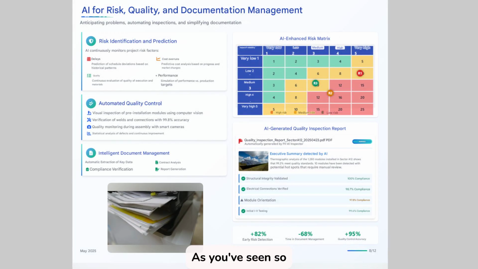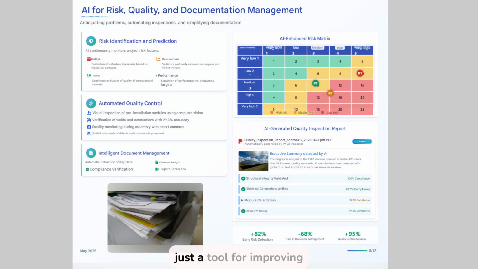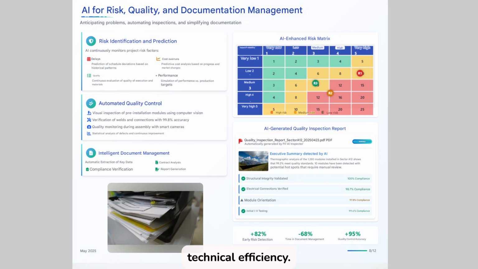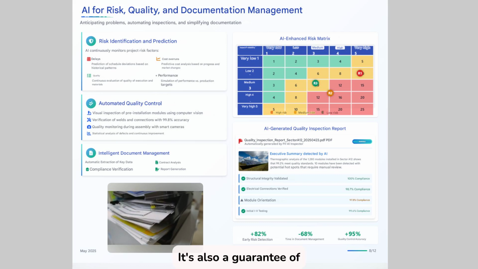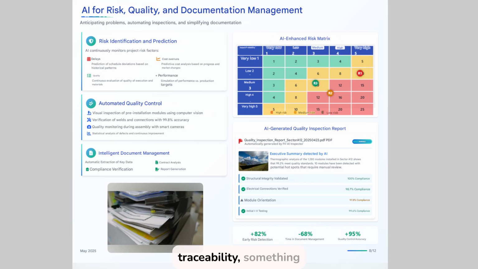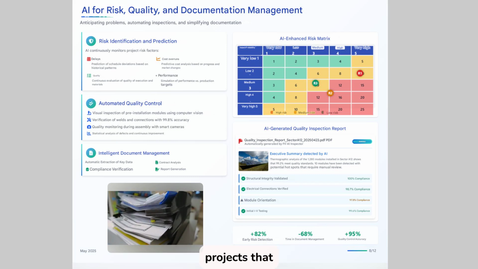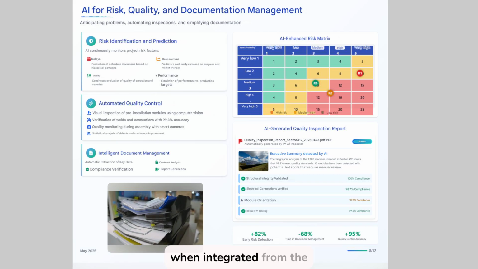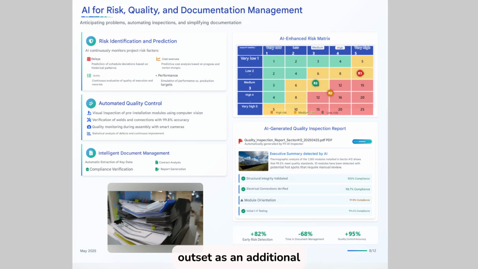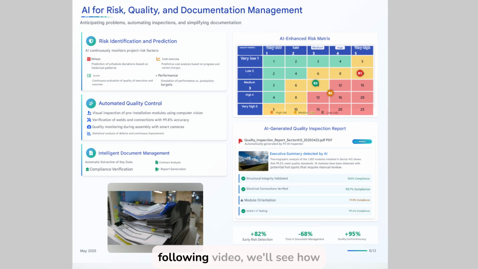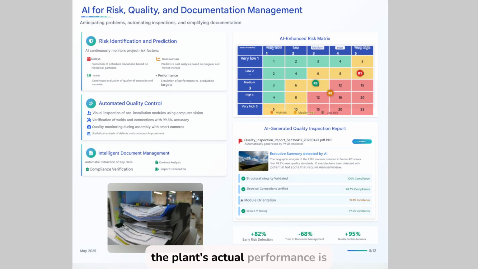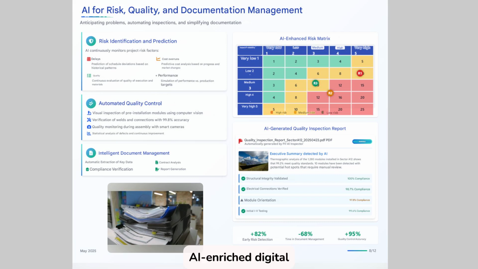As you've seen so far, AI is no longer just a tool for improving technical efficiency. It's also a guarantee of quality, compliance, and traceability, something fundamental in large-scale projects that objectively improves project progress when integrated from the outset as an additional tool. In the following video, we'll see how the plant's actual performance is ensured and how the transition to operation and maintenance is prepared with AI-enriched digital twins.